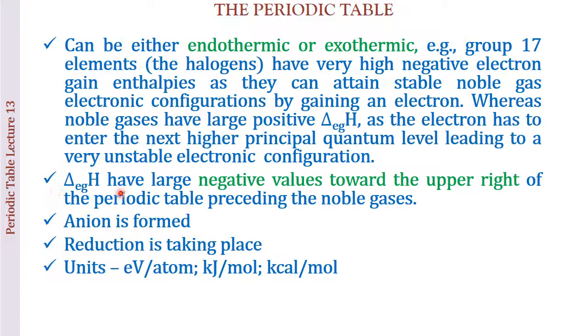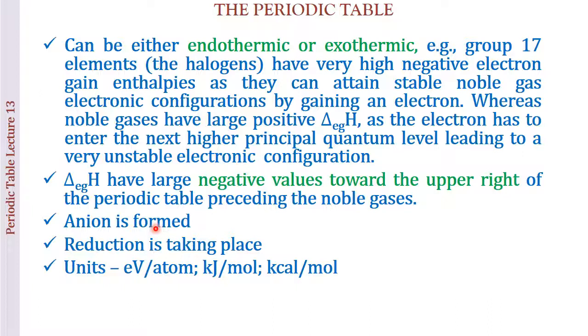So now we can say that the electron gain enthalpy values, the large negative values, will be seen towards the upper right corner of the periodic table, just preceding the noble gases. And in the process of the addition of an electron, what is being formed? An anion is being formed.